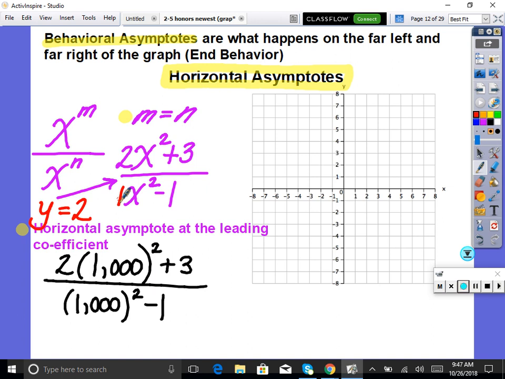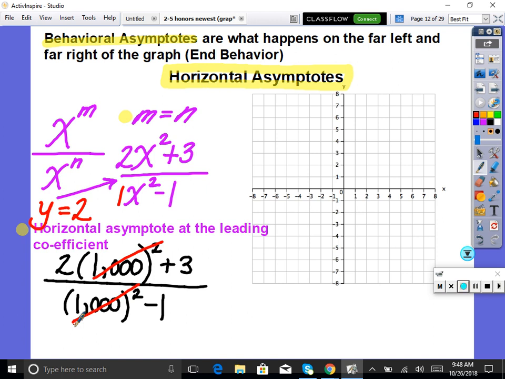Aren't end behaviors at the ends? Yes. The far ends of the graph. Well, if I plug in 1,000, everyone look. 2 times 1,000 squared plus 3. If we have 1,000 squared, that's going to be some huge, huge number, correct? The plus 3 is going to be so minuscule it doesn't matter. Then we have 1,000 squared minus 1. That's going to be some huge, huge number. The minus 1's not even going to matter. It's so little. Well, don't the 1,000 squareds divide out then? Yeah. Leaving me with 2 over 1, right?